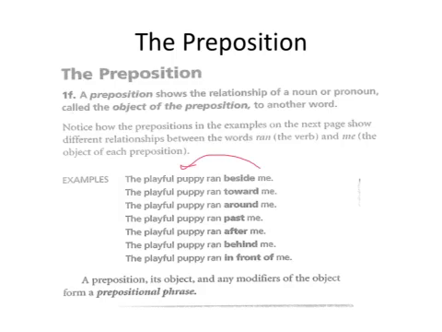The puppy ran around me. The puppy ran past me. The puppy ran after me, the puppy ran behind me, and the puppy ran in front of me. All these put a relationship between the puppy, which is a noun, and the object of the preposition, me. A preposition, its object, and any modifiers of the object would be called a prepositional phrase.